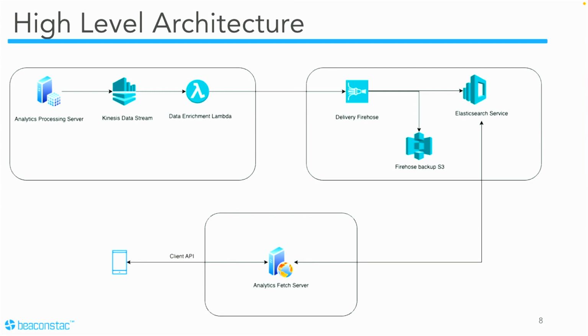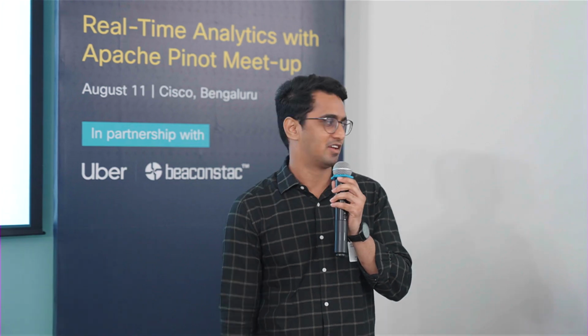So, a very quick high-level design. Whenever you scan a QR code, it goes through a lot of data pipelines and comes to our analytics processing servers. From there, it moves to data streams to data enrichment lambdas running on top of it, and it used to get delivered to Firehose, and then we have a backup that was being stored in S3, and the data was being pushed to Elasticsearch. On the query side, client APIs used to call the analytics servers, which are dedicated to fetching the analytics from Elasticsearch and presenting it in a visualization tool that Beaconstack has.